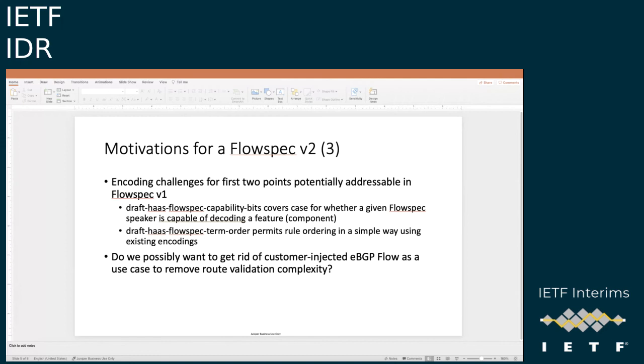Donald says V2 can go on a different SAFI. Jeff, did you have any other comments?